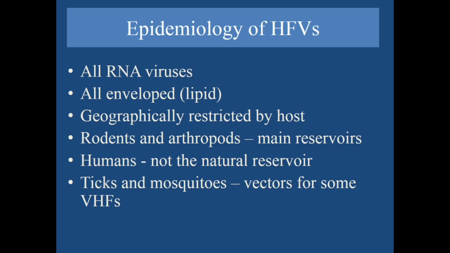The viruses which cause hemorrhagic fever are all RNA viruses. They are all enveloped, meaning they have a lipid coat. They are geographically restricted by host. In most of these viruses, rodents and arthropods are involved, and they constitute the main reservoirs. Humans are not the natural reservoir, and ticks and mosquitoes are the vectors for some of the viral hemorrhagic fevers. This is in general regarding the hemorrhagic fever group of viruses.